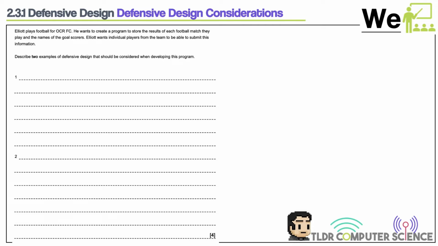Okay. First thing we need to think about are what are the defensive design considerations that we'll need to think about when writing code. Now, they've given you some ideas here because they're saying Elliot wants individual players from the team to submit the information, such as the number of scores. Well, what happens if they make a mistake? Maybe they want to put in 2 goals, they hit the 2 twice, and they put in 22 goals. So we need some way of actually restricting the kind of data that somebody can put in, and to achieve that we use something called validation.